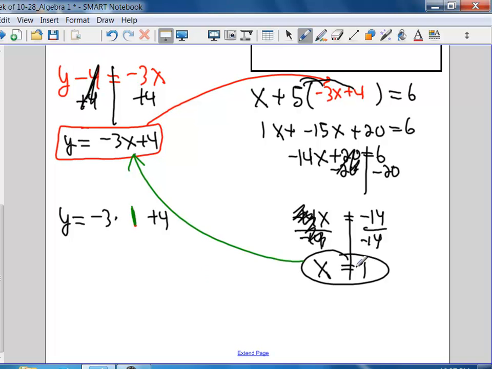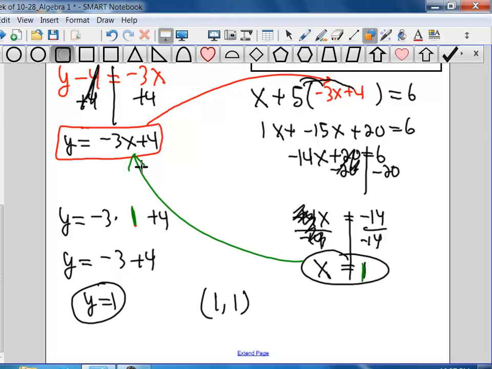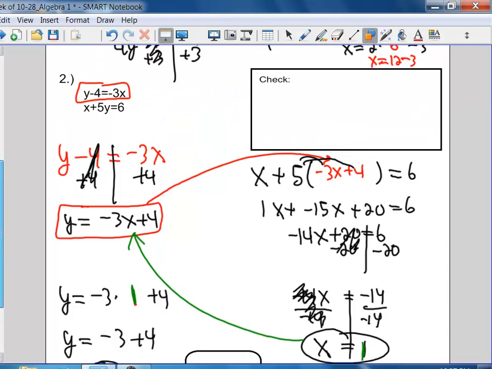Okay, so there's the 1 from here. It comes up and it goes in for x. Otherwise, that whole equation is the same. Now we just solve. y equals negative 3 plus 4, so y also equals 1. So we have 1 comma 1 for our solution. And we will put it in a box. This is our solution. Now we need to check that.